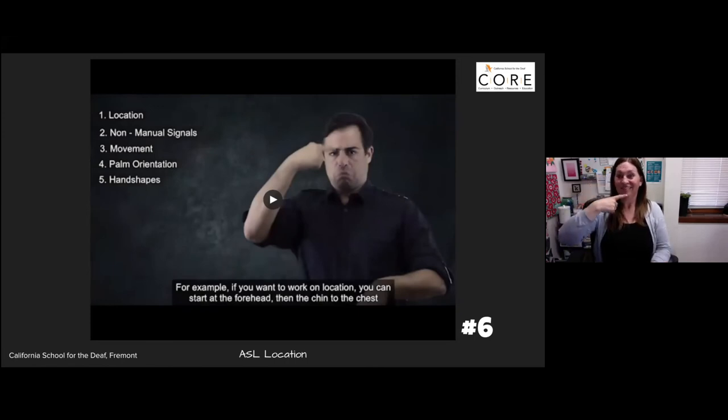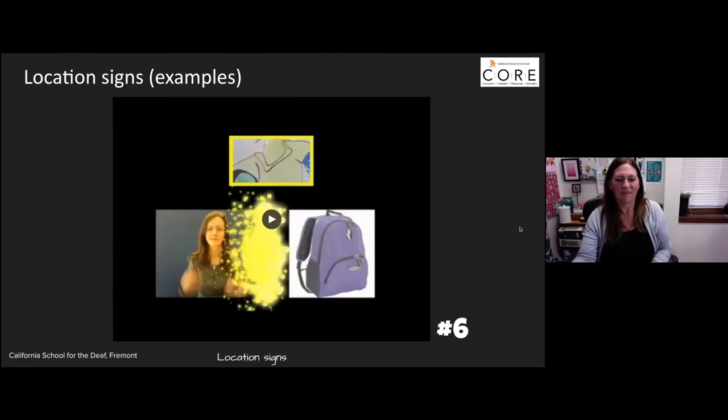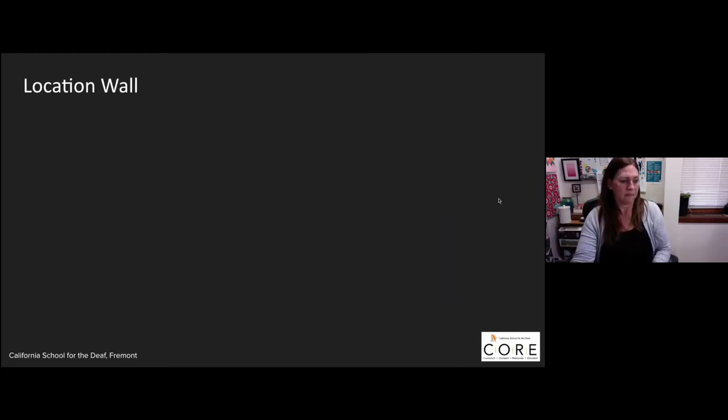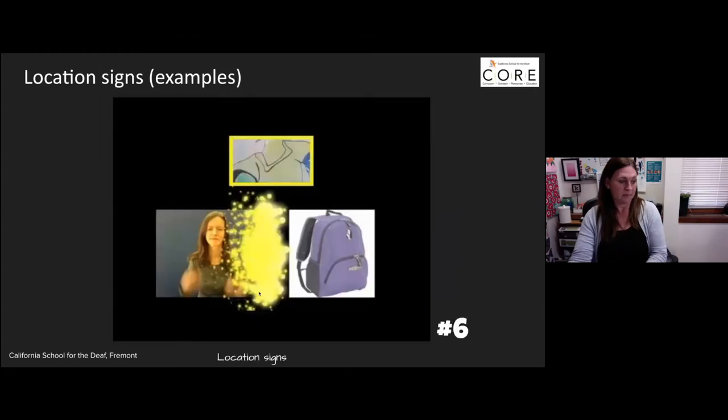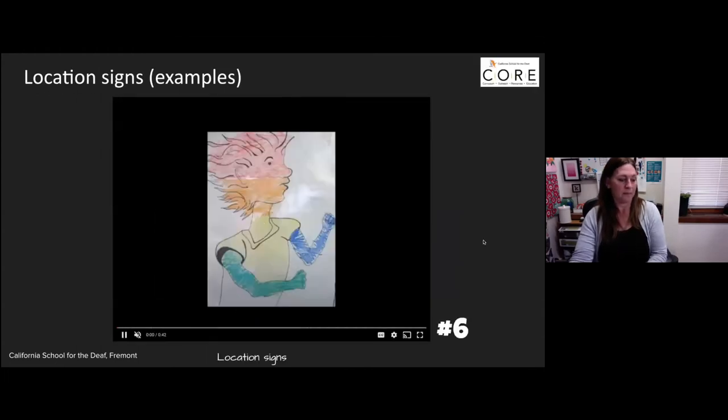So we started at the forehead, then the chin, chest, hands, and then outward. So you can find different signs to try and make a story. And the kids are just really fascinated with that. Another quick example, but you see the colors, if you notice, red is up here, orange is in the chest, the chin, then yellow, green, blue, and purple is outward. So they move from the forehead, chin, chest, and out.